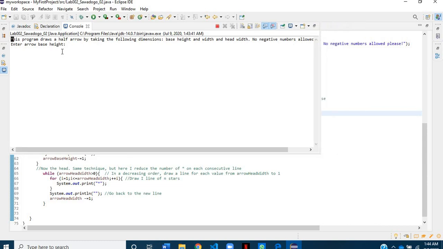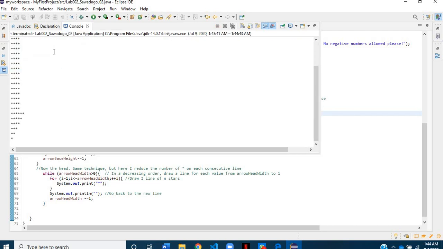And now it prompts and asks me to enter arrow base height. So let's say 15. Enter arrow base width. So let's say 4. And lastly, arrow head width, say 6, and it draws me a nice half arrow.